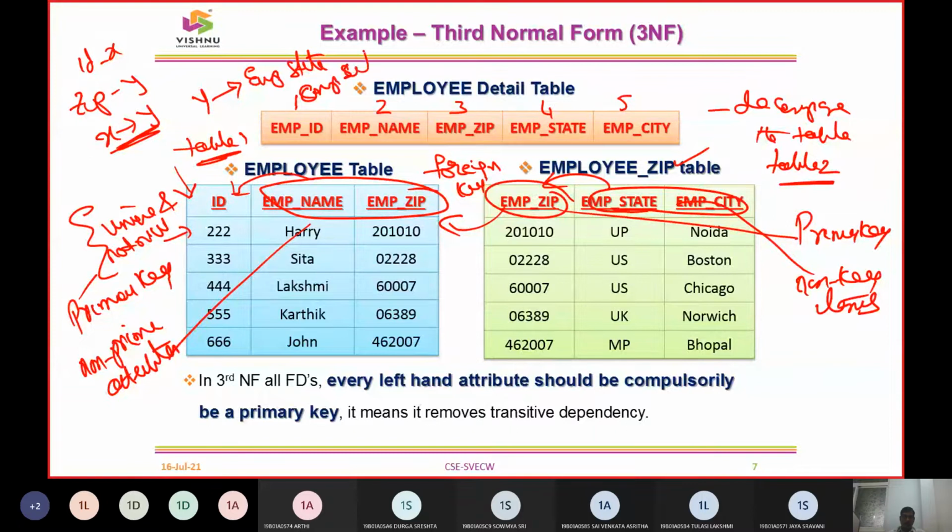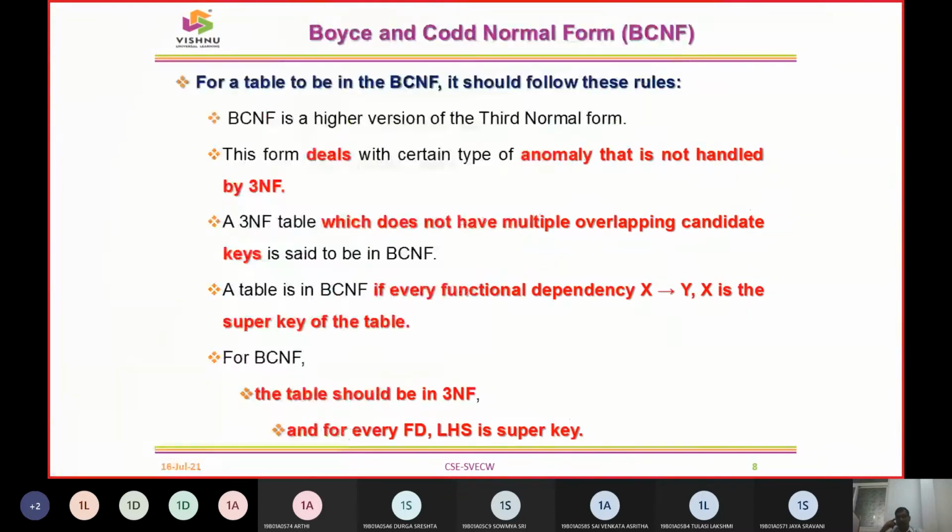But is there any ID to employee state? No, such elements are not going to be there. Therefore, we say no transitivity dependence. No transitivity dependence is taking place at that point of time. So that is how we interpret how the third normal form was taken up.